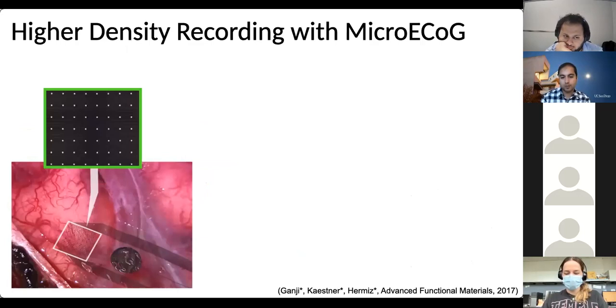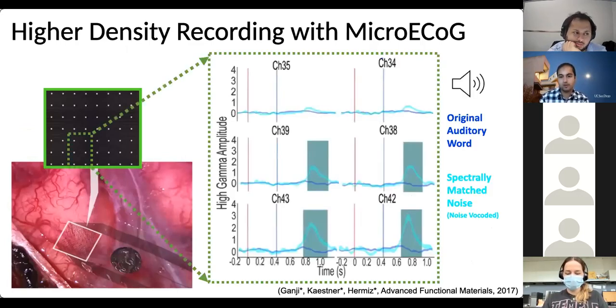And so how do we do this test? Well, we have our micro ECOG grid. We could spatially subsample to develop subgrids. And what's critical is that under these two auditory conditions, we're seeing differential signaling. We primarily focused in the high gamma area of the signal.